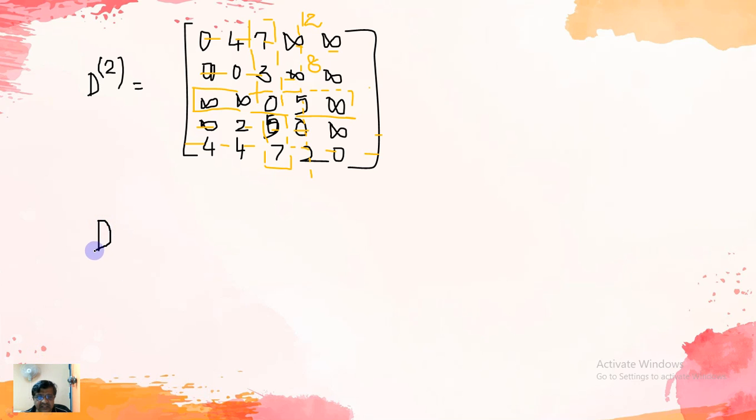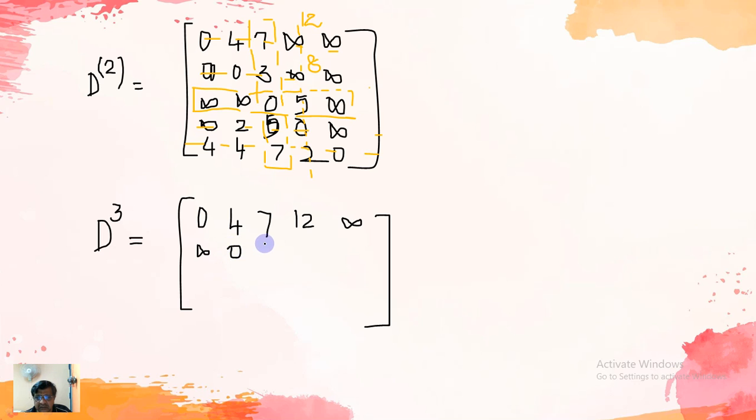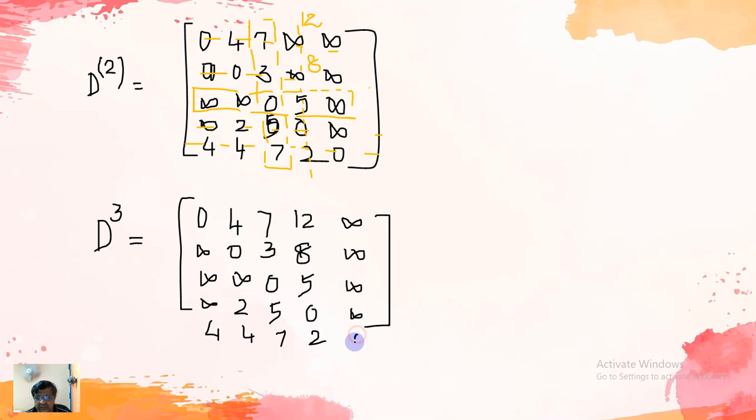So as far as D3 is concerned, whatever changes have happened in D2 will be brought up over here: 0, 4, 7, 12, infinity; infinity, 0, 3, 8, infinity; infinity, infinity, 0, 5, infinity; infinity, 2, 5, 0, infinity; 4, 4, 7, 2, 0. So two changes have happened, that is 12 and 8 have been carried forward.